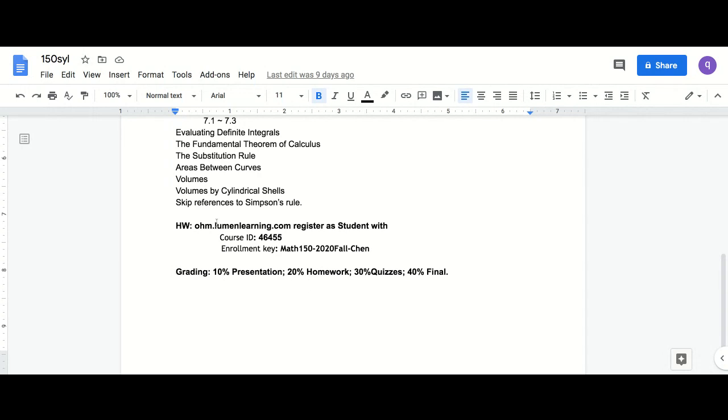Homework, of course, is the Lumen Learning homework sets, which are already there. It's online. This is a departmental course, so we have a coordinator, Professor Bendesky. He designed all the homework and also the quizzes. All right, so 20% of your grade is homework, 30% is quizzes, and 40% is the final.